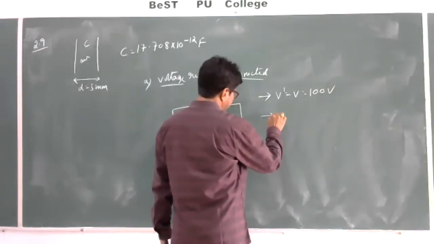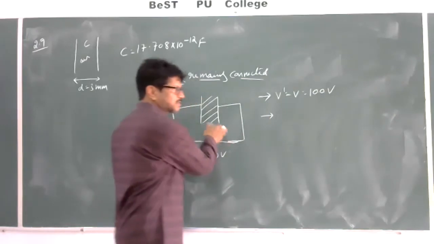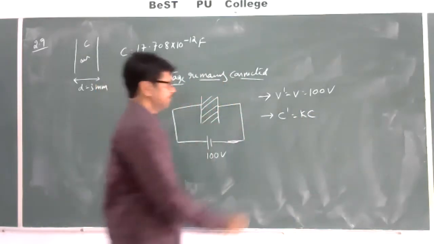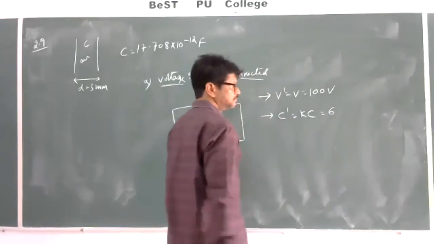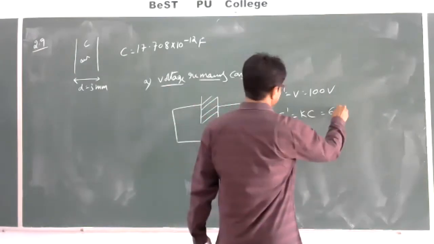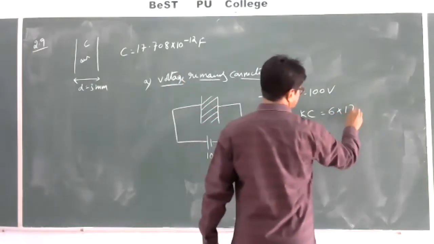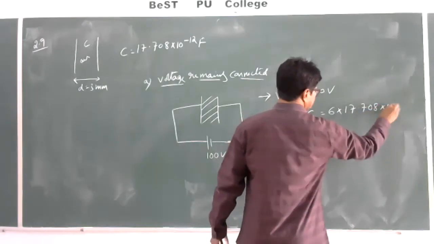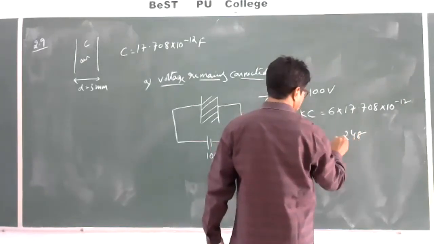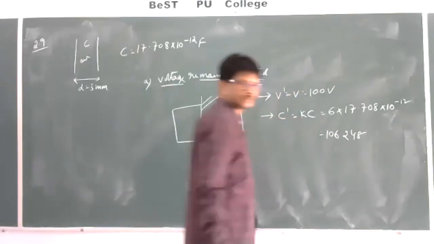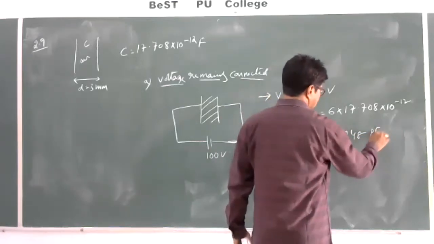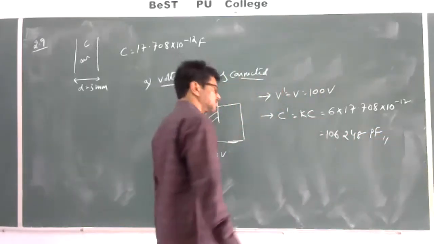Now, what happens to the new capacitance? C dash is equal to Kc, where K is equal to 6, given in the problem. C is, in the previous problem we got 17.708 into 10 to the power of minus 12, so 106.248 picofarad will be its new capacitance.